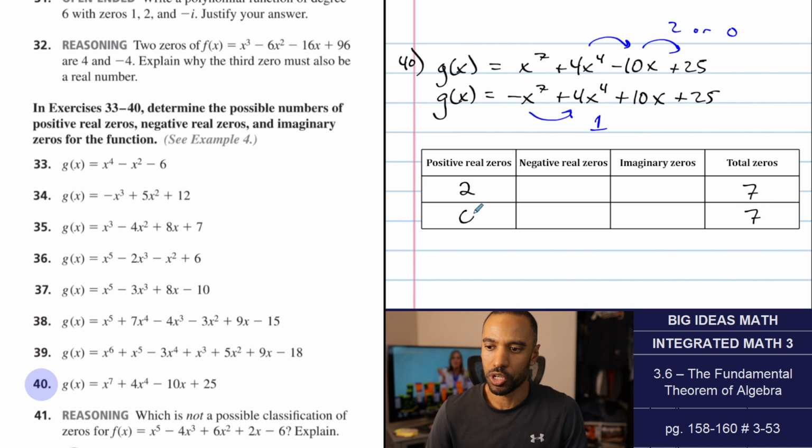You'd either do 2 or 0 positive, so you have to have 1 negative. 2 plus 1 is 3. 3 plus 4 is 7. 0 plus 1 is 1. 1 plus 6 is 7. Those seem to be your only options for that set.